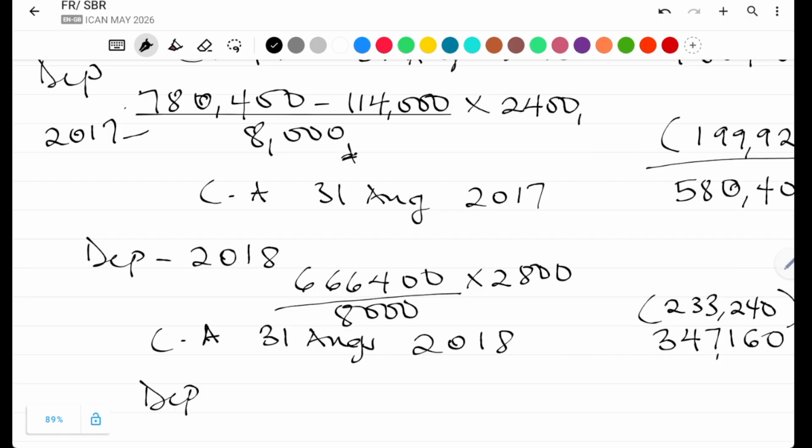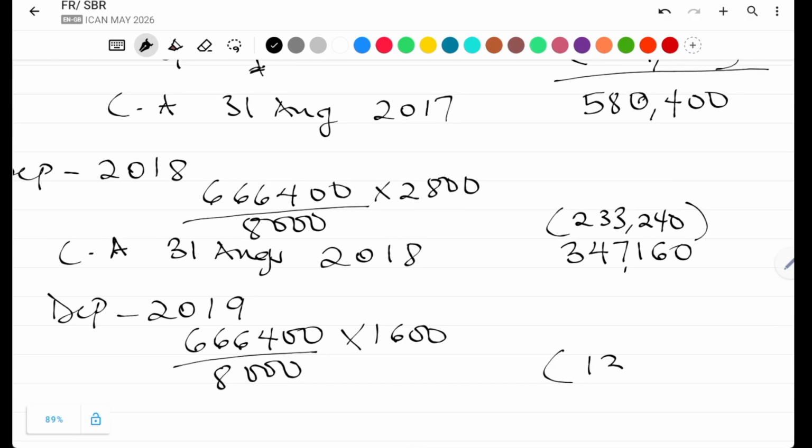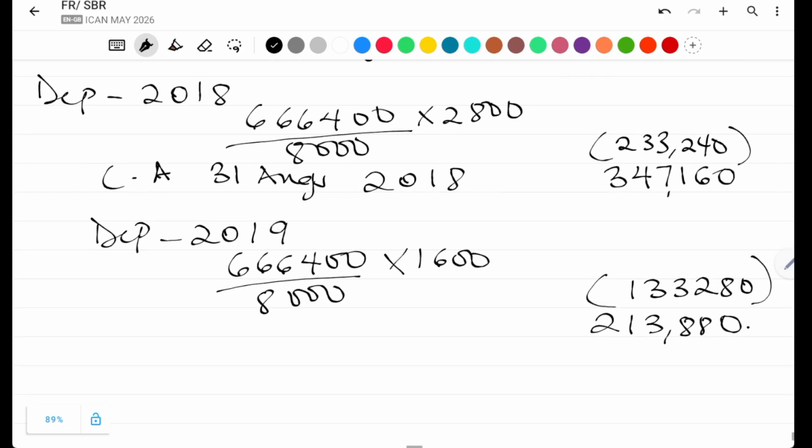Okay, so the next one is what? Depreciation for 2019. The same thing, 666,400 over 8,000 units times 1,600. So that will give me 133,280. Okay, if you take the difference from there, 213,880.